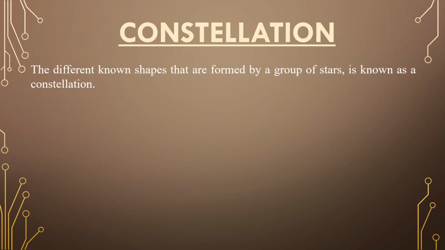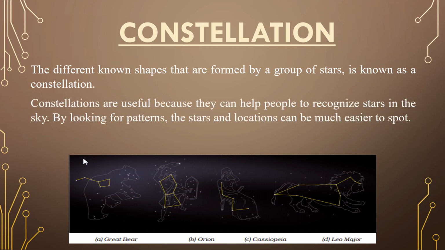Constellations. The different known shapes that are formed by a group of stars are known as constellations. In other words, different groups of stars form different shapes which are called constellations. Constellations are useful because they can help people to recognize stars in the sky. By looking for the patterns, the stars and their locations can be much easier to spot. Some of the famous constellations in the night sky are Great Bear, Orion, Canis Major, Ursa Major, etc. About 88 constellations can be seen in the night sky.